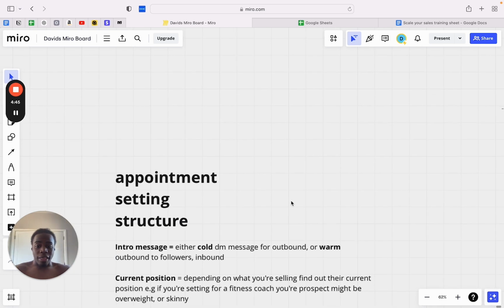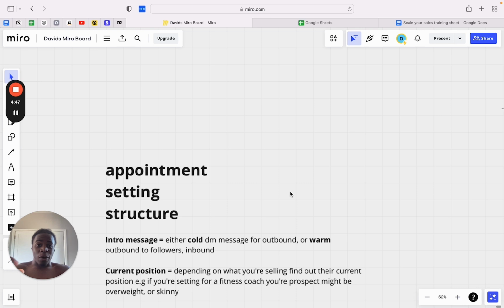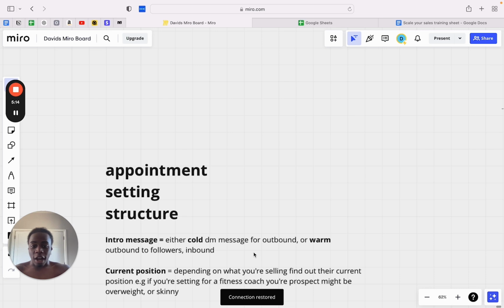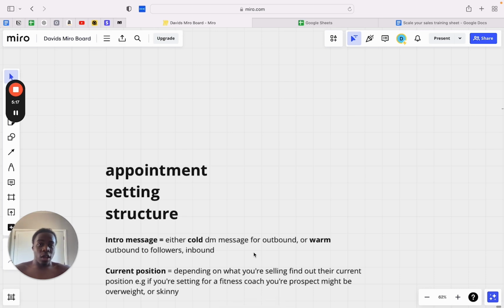Now, after your first message, you need to find out the prospect's current position. You need to find out their current situation and where they currently are, okay? So depending on what you're selling, find out your prospects' current position. For instance, if you're setting for a fitness coach, your prospect might be overweight, or really skinny and frail. That's their current position. That's what they're not even struggling with yet, but that's just their current state.